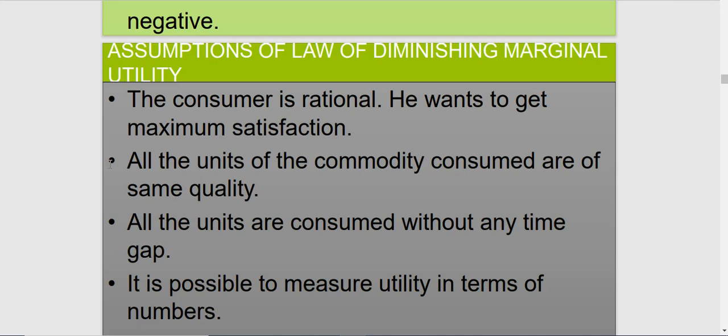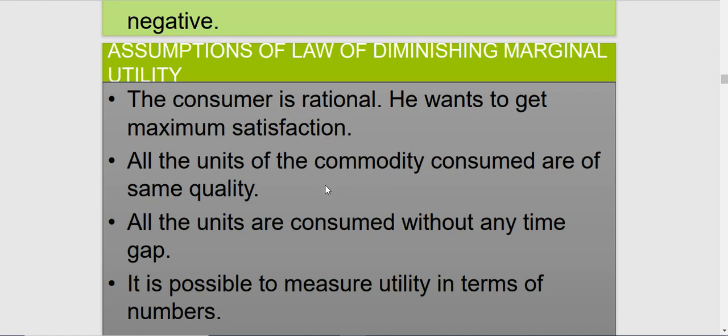In economics, each and every concept is based upon assumptions. So the assumptions of the law of diminishing marginal utility are as follows. The consumer is rational. He wants to get maximum satisfaction. That means the consumer is an intelligent person who knows that the resources he has are limited in nature. He would like to satisfy as many wants as possible with the money income that he has at his disposal. So he is a rational and intelligent person.